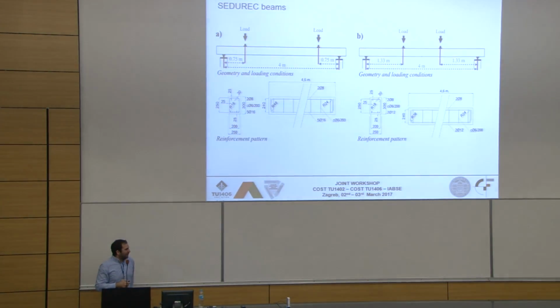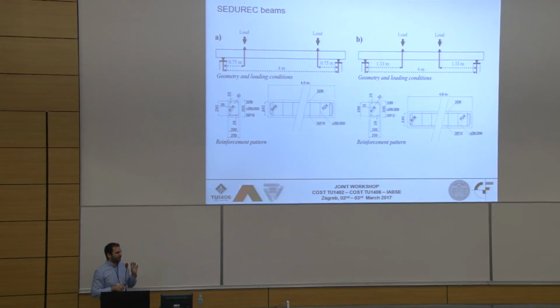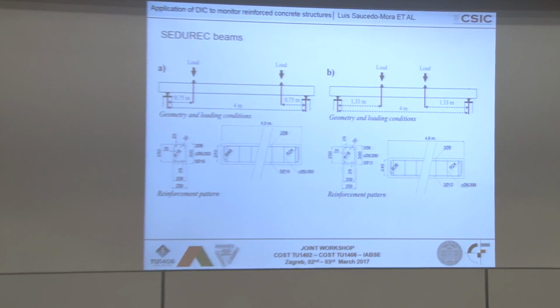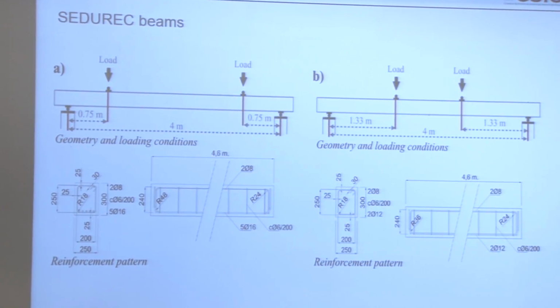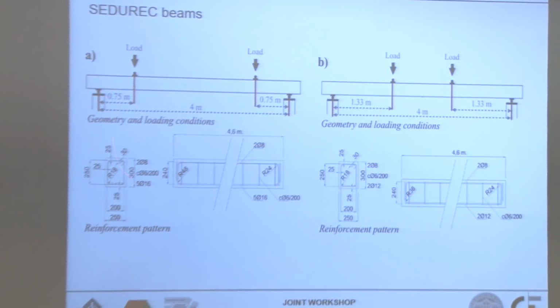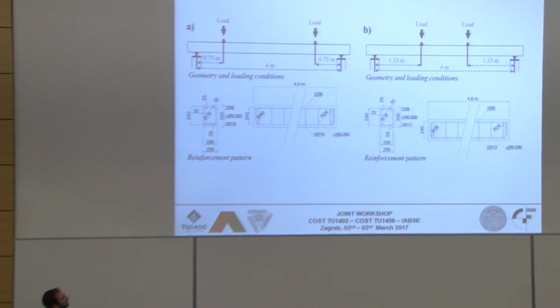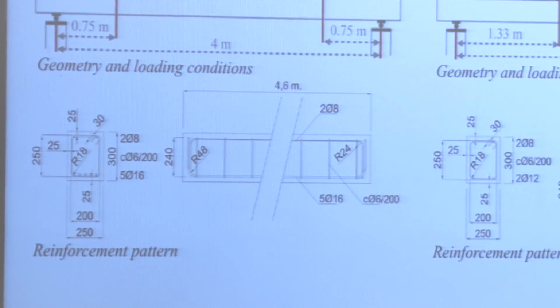So this is another example for a more realistic structure. It's a 4-meter beam, and the aim is, by taking pictures, to see if we can measure the integrity of the structure. So there are 2 beams loaded in a different way. That one is going to finish here, and that one is going to fail in bending. And this is the reinforcement: bars of 16 millimeters and 12 millimeters, different amounts.